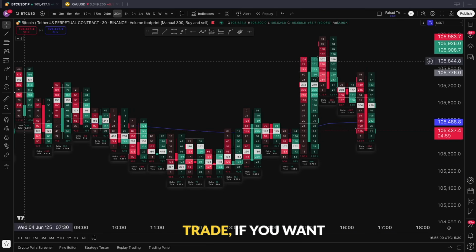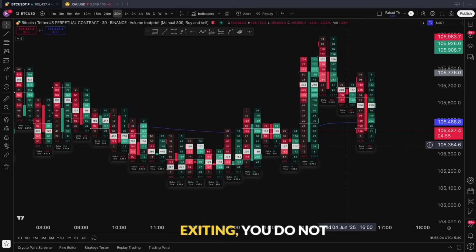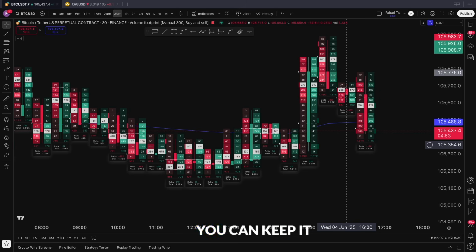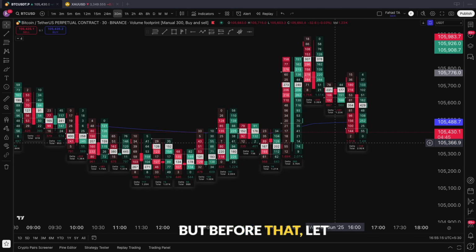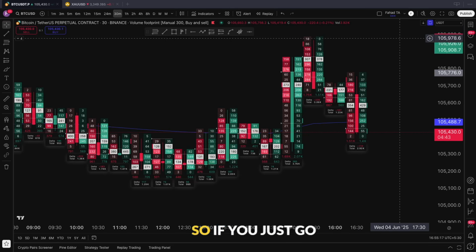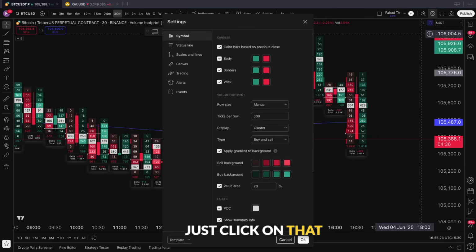Personally, if you want to use them for entering and exiting, you do not want to be on such bigger time frames. You can keep it anywhere around 5 minutes to 10 or 15 minutes max. But now let's start to understand what these numbers are. Before that, let me help you set up the whole chart. On the top right side, you will be able to see the settings option. Just click on that and here you go, you have all the setting options.